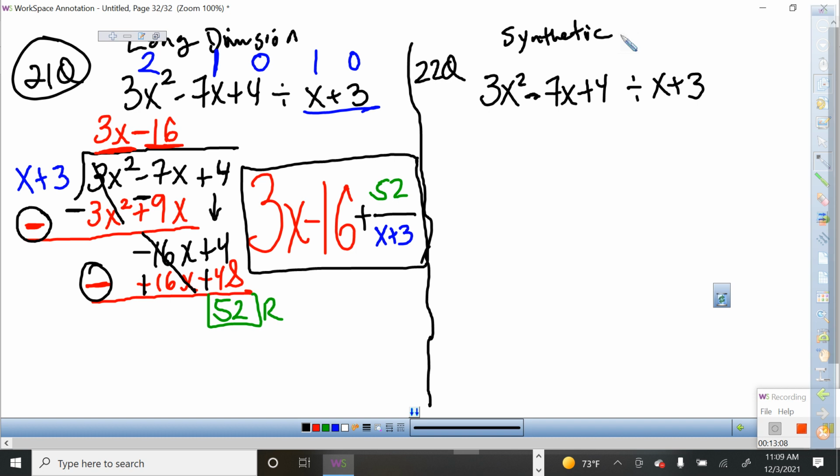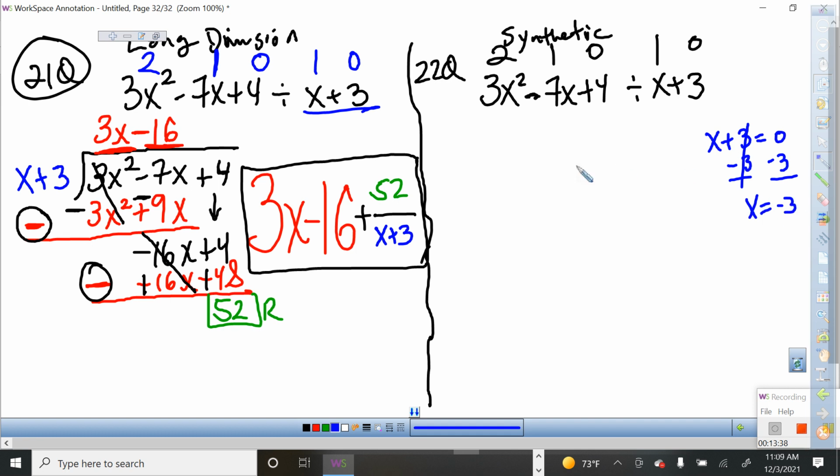The process is the same. Let's check to make sure that it's in standard form. What's the degree of this one? 2, 1, 0. Standard form, yes. Anything missing? No. 1, 0. Standard form, yes. Anything missing? No. So what's the difference, Mr. Q? Well, we start with the divisor here and set it equal to 0. Let's solve. Subtract 3 from both sides, x equals negative 3, and that's the number we're going to use as our divisor for our synthetic division.